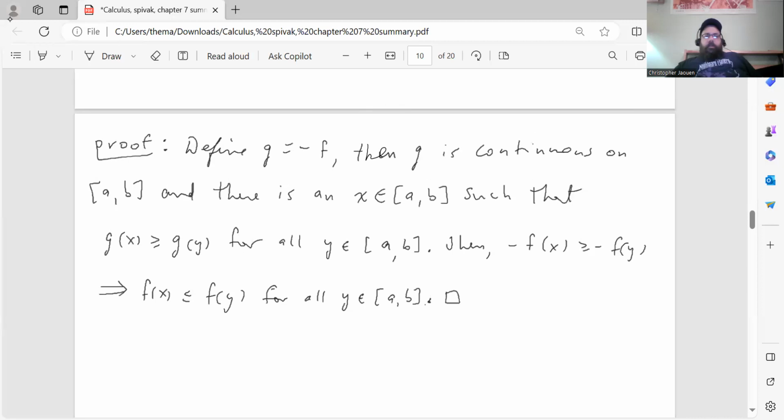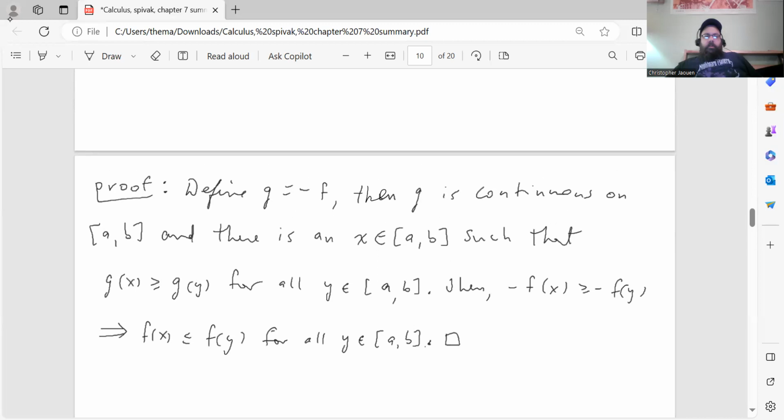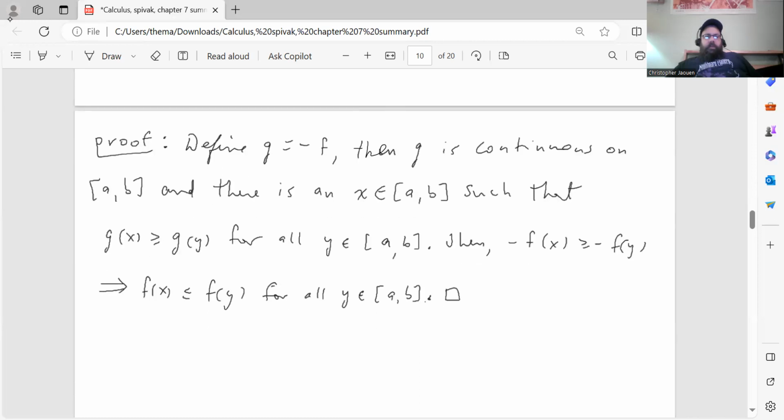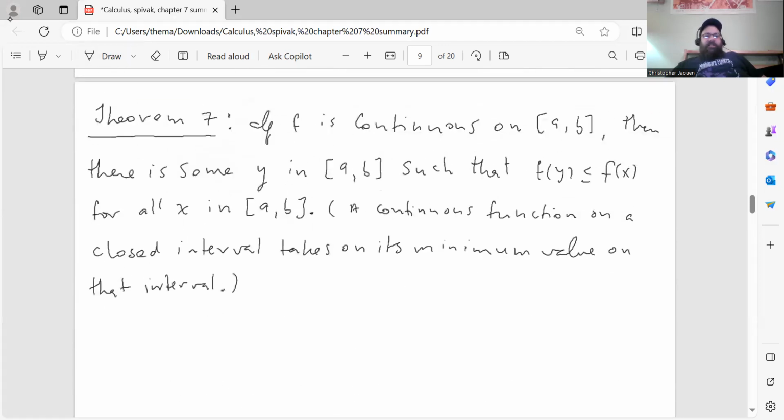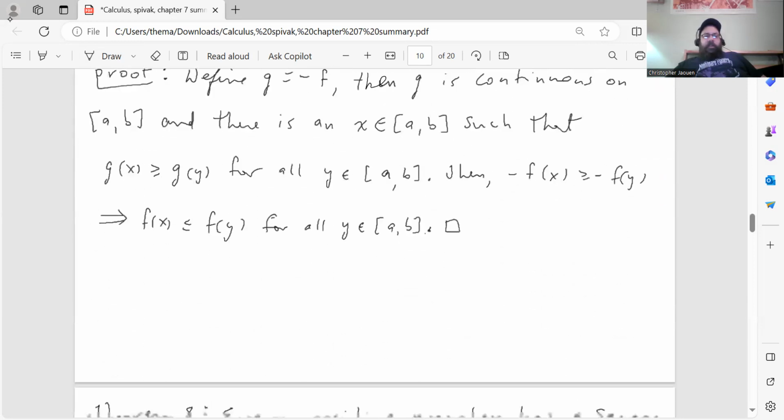Okay, so wait a second, did I do this? There's an x in the interval from a to b such that g of x. Oh, I see. I switched the variables around. This works fine. It's just here the fixed value is x, not y. Sorry, I just got thrown off by that because he uses x and y in the reverse order here. But this is fine. I just swapped the x's and y's here.